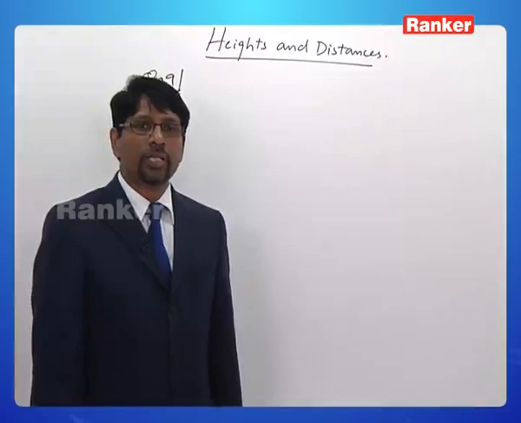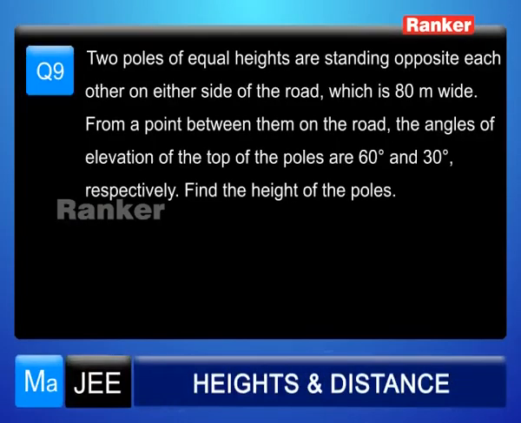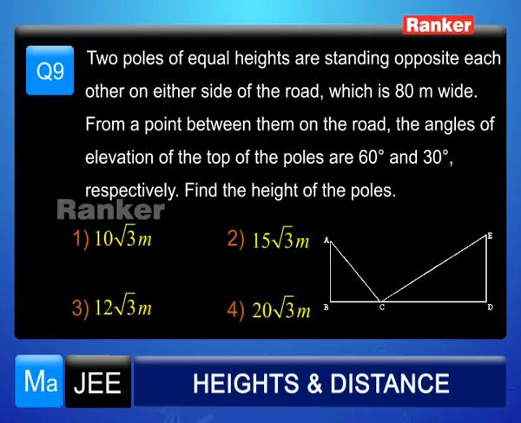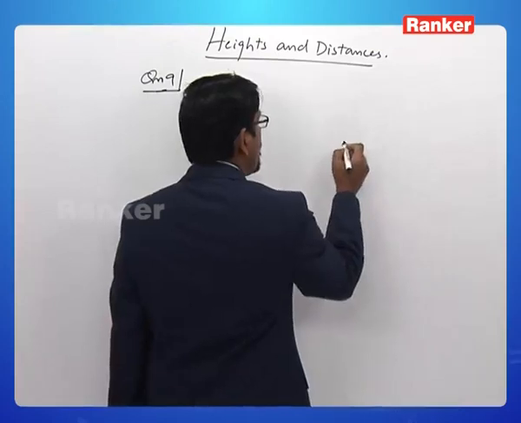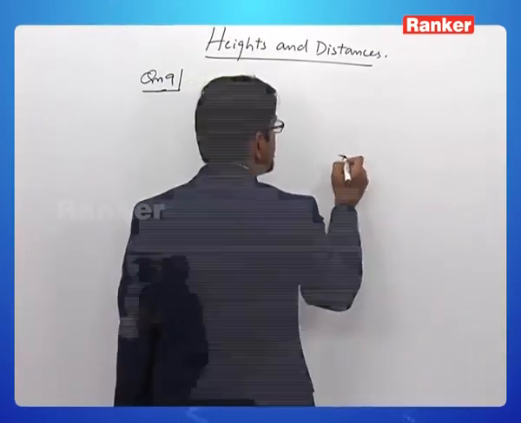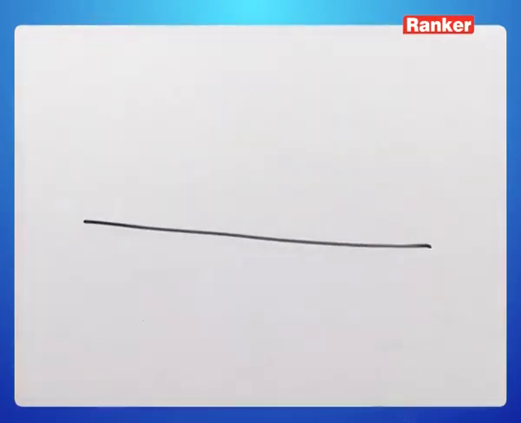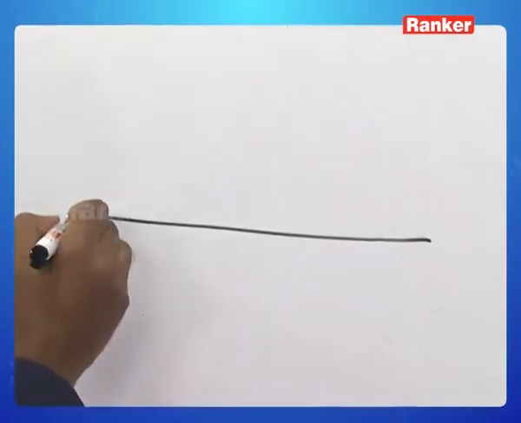Two poles of equal heights are standing opposite to each other on either side of the road, which is 80 meters wide. From a point between them on the road, the angles of elevation of the top of the poles are 60 degrees and 30 degrees respectively. Find the height of the poles. So, we have a road here, and on either side of the road are the poles.